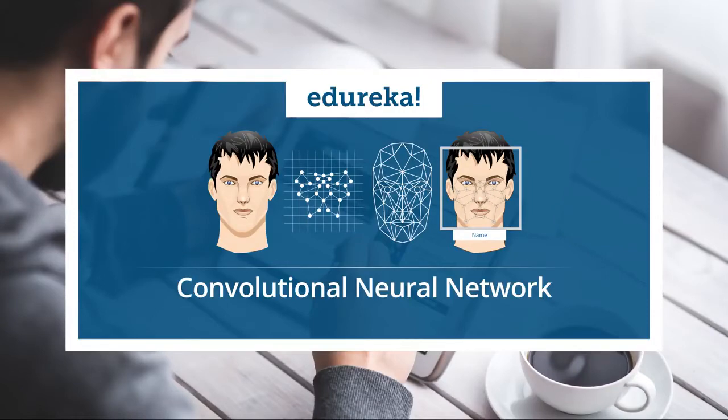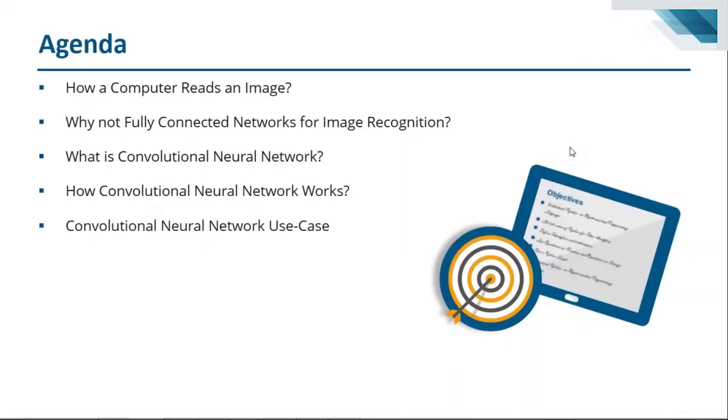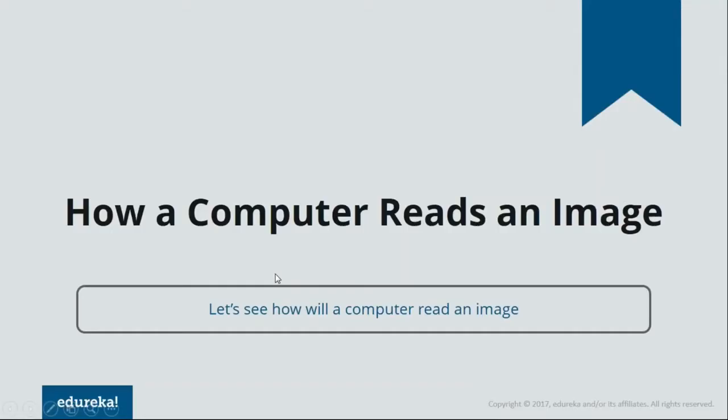So without any further ado, let us move forward and have a look at the agenda for today. We'll begin by understanding how a computer reads an image. Then we'll see why we can't use fully connected networks for image recognition. After that, we'll understand what exactly a convolutional neural network is and how it works. And finally, we'll be looking at a use case. So let's begin, guys. We'll understand how exactly a computer reads an image.